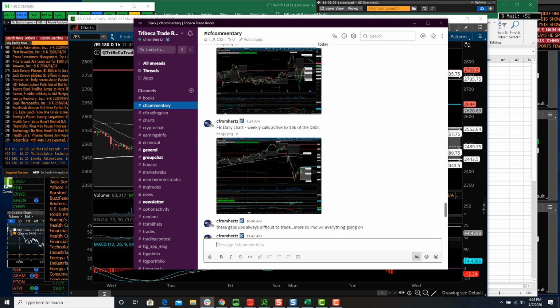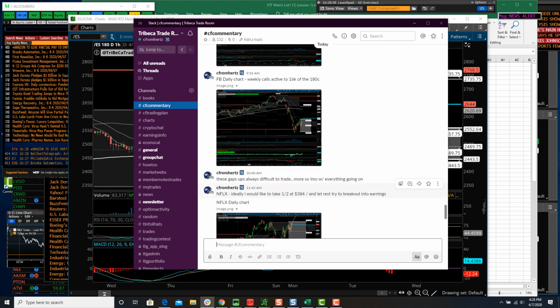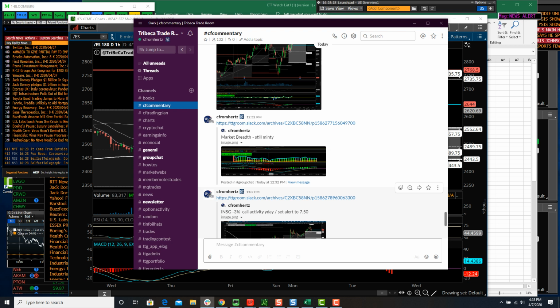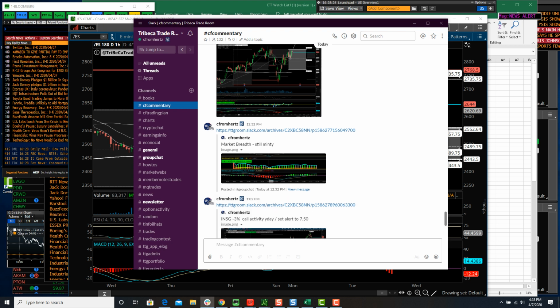But I did mention that I just thought today. I said these gaps up are always difficult to trade, more so, in my opinion, with everything going on. And then I thought I wrote something else in here too, but maybe it just didn't. Maybe it's in the regular chat, which is in the group chat for the day. So that was my thought.